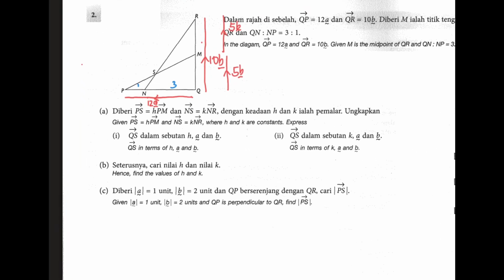QN to NP equal to 3 to 1. They give us the ratio. So the ratio given is 3 to 1. So altogether there are 4 parts, and you divide the 12a by 4 because of 4 parts. Then you get 3a. 12a divided by 4 is 3a. So that means 1 part is 3a, 3 parts is 9a.